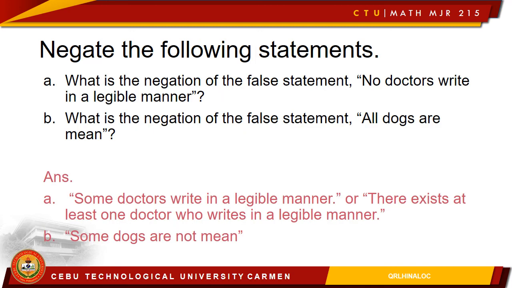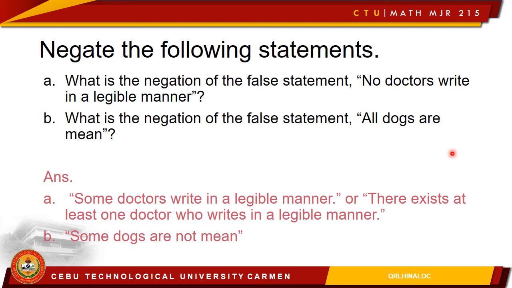So now, let's negate the following statements. What is the negation of the false statement, no doctors write in a legible manner? Legible means readable. So if we negate it, we do not say that no doctor writes legibly. Rather, we say that some doctors have readable handwriting. So, some doctors write in a legible manner, or there exists at least one doctor who writes in a legible manner.